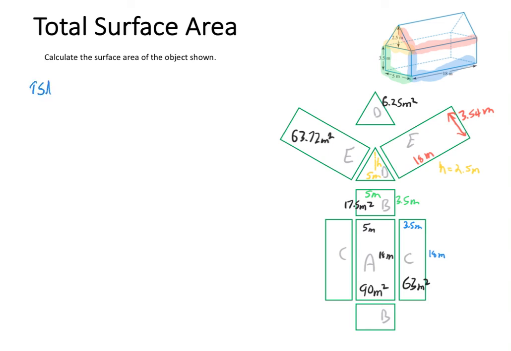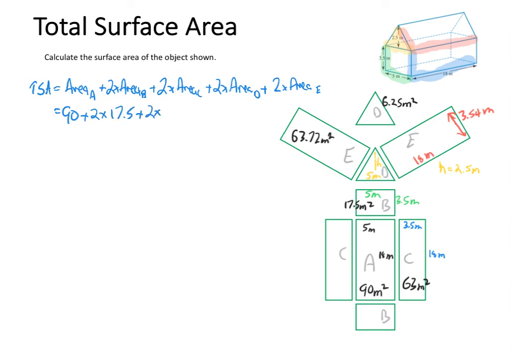So total surface area is going to equal the area of A plus 2 times the area of B, because I've got 2 triangles, plus 2 times the area of C, plus 2 times area of D, plus 2 times area of E. So that's going to equal 90 plus 2 times 17.5 plus 2 times 63 plus 2 times 6.25 plus 2 times 63.72.